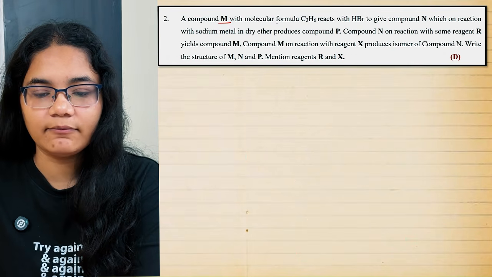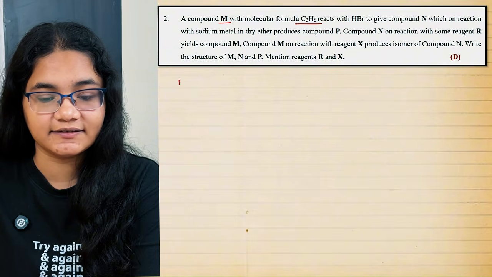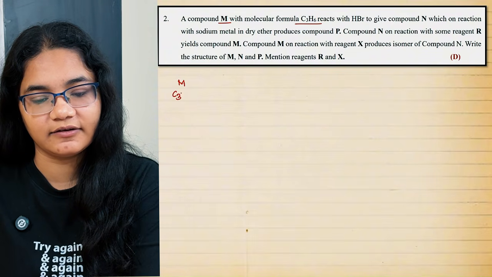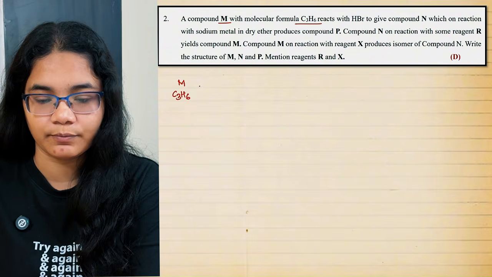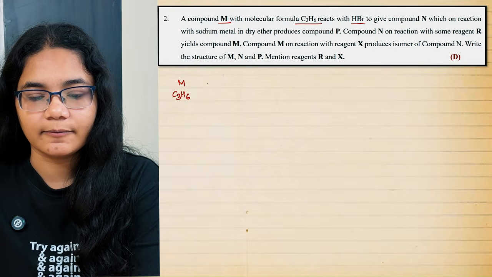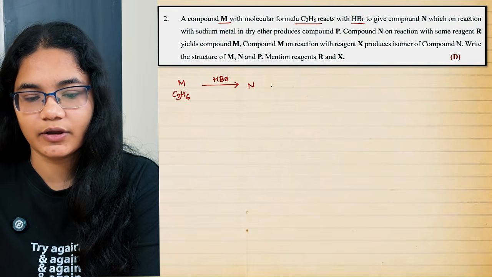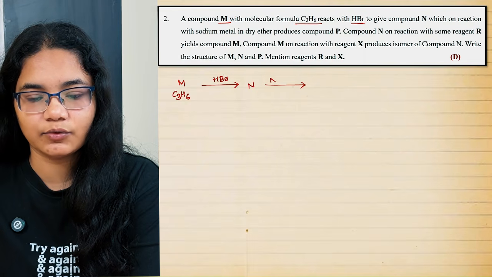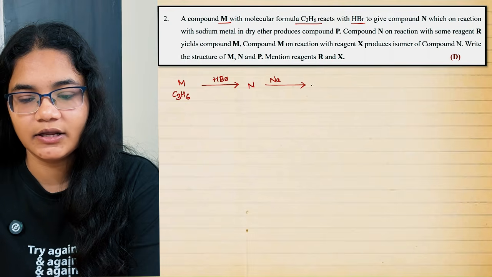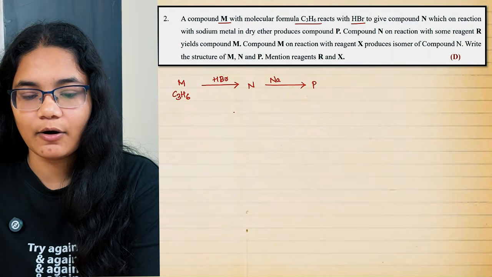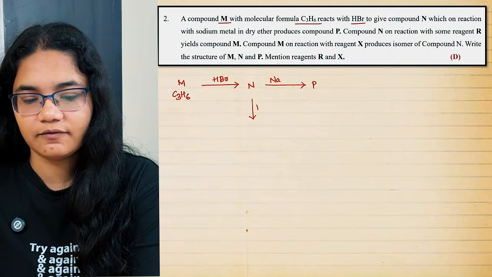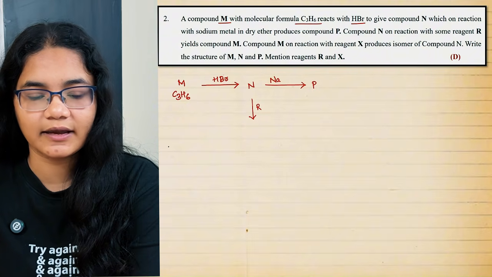A compound M with molecular formula C3H6, this is nothing but propene, reacts with HBr to give you N, which on reaction with sodium metal, again we have Wurtz reaction, produces P. Now the compound N, on reaction with reagent R gives back you M.